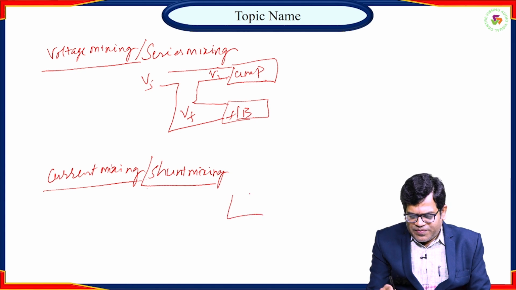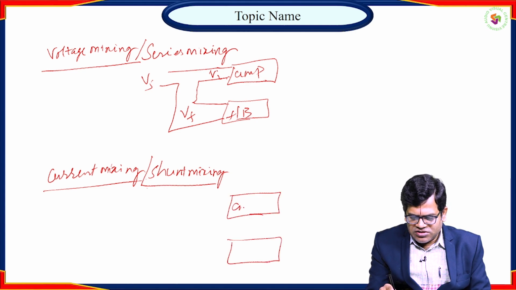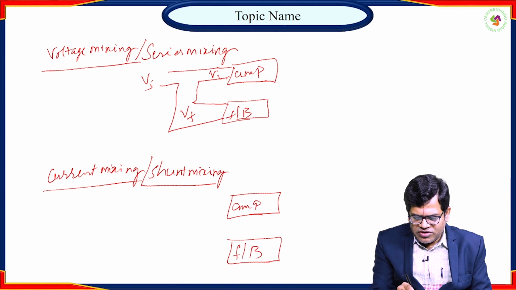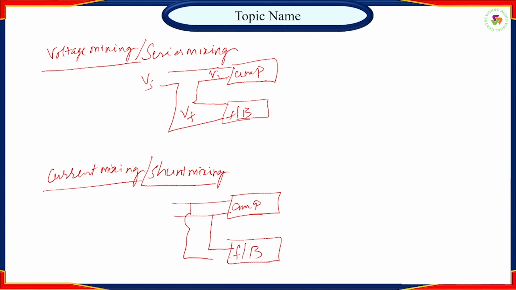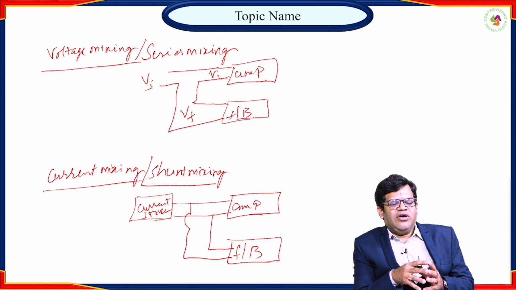Similarly, with respect to the current mixing, this is called the shunt mixing. This is the amplifier, this is the feedback network. Between these two, we have the connectivity established in this way. This is the current source that we have. Finally, this is how we generally go with the connectivity of the different circuit elements that we have in the feedback network.